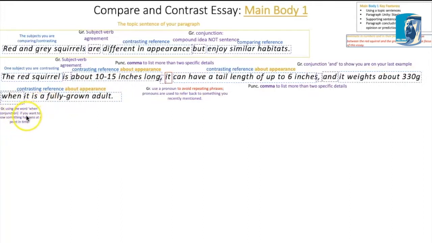Using the word when, if you want to show that something happens at a point of time, and this point of time here is the point where it becomes an adult. So we have 2 points of times in our life, when we are children, or 3 maybe when we're babies, children, and then adults. So you're using this word when to make this detail more specific. The squirrel doesn't weigh 330 grams when it's a baby. It only weighs 300 when, and then you have that subject, verb, object structure straight after. It is, so it being the subject, is being the verb, a fully grown adult.